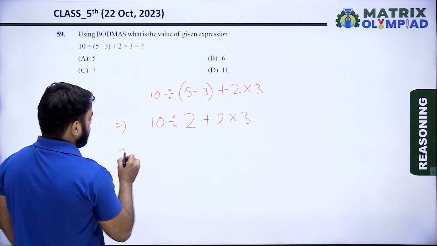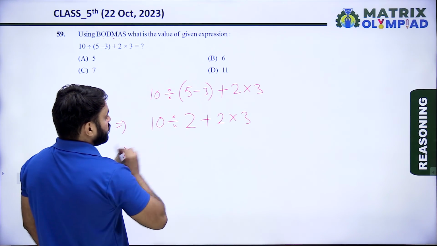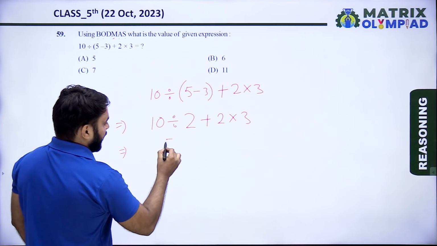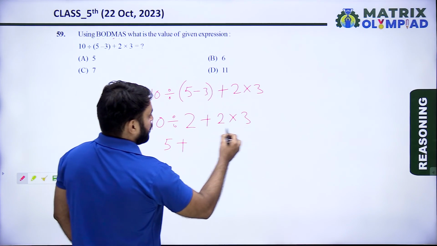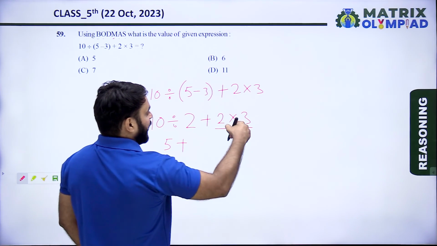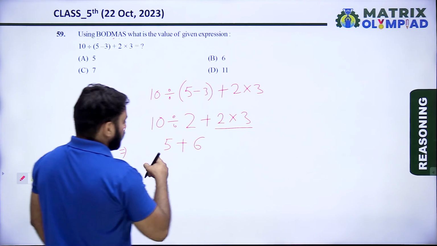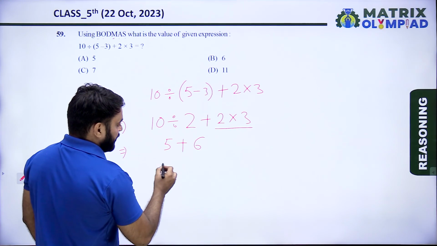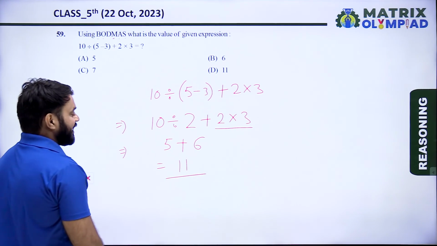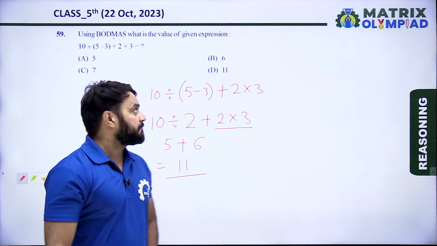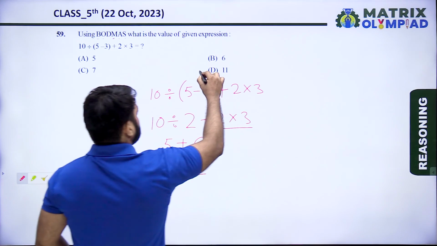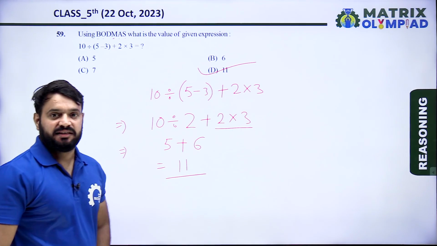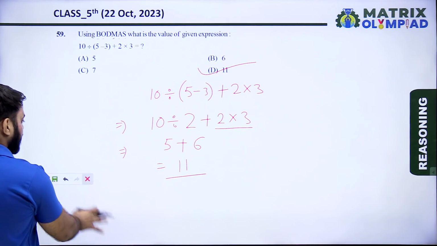Now divide the numbers. So 10 divided by 2 it means 5. 5 plus. Now multiply the numbers. 2 into 3 it means 6. So 5 plus 6 it means 11. So 11 is the value of the given expression. So here option D is the correct answer. So let's move on to the next question.